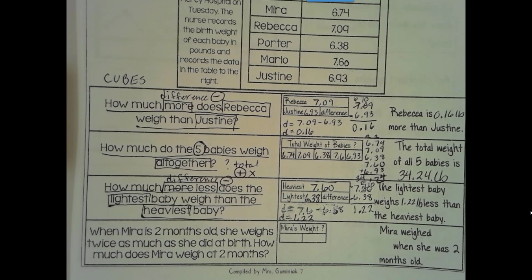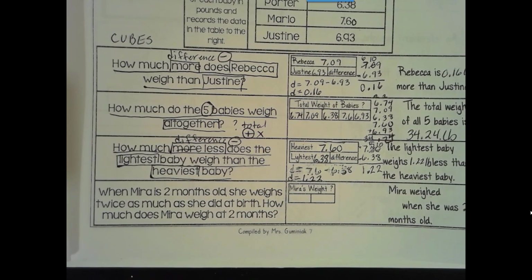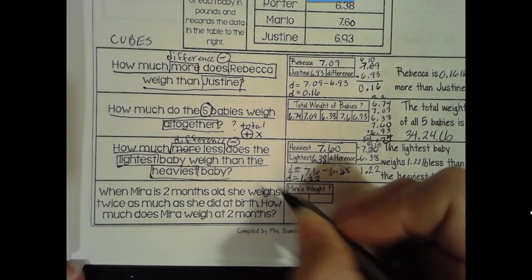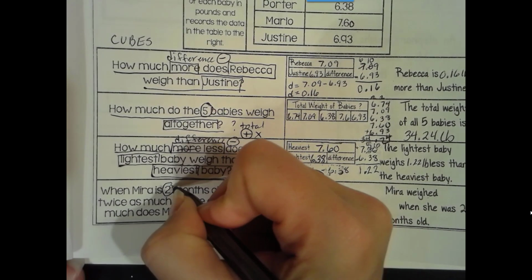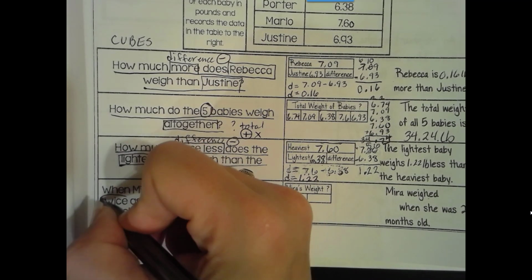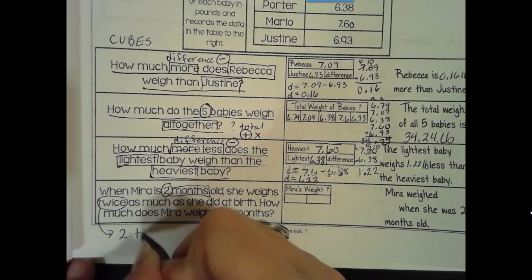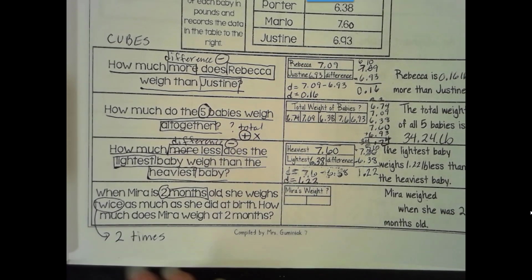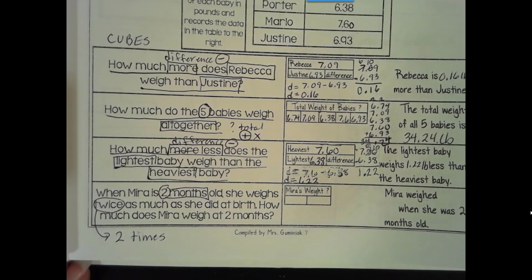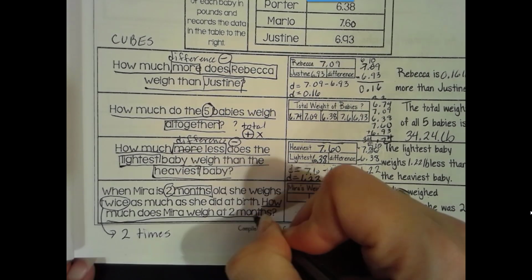Our last one. Okay, when Mariah is 2 months old, she weighs twice. Twice is important because that means 2 times as much as she did at birth. How much does Mariah weigh at 2 months?